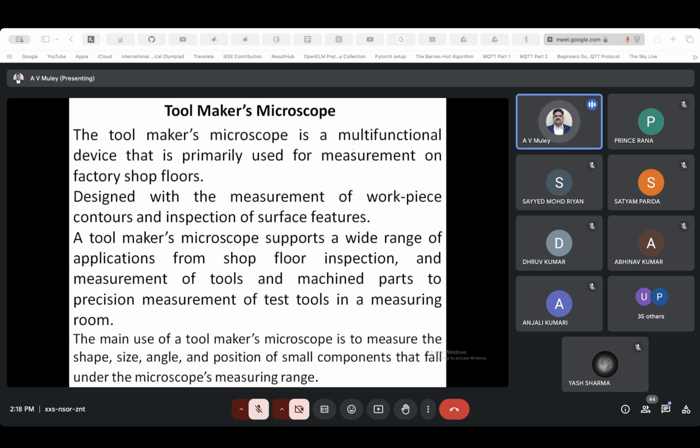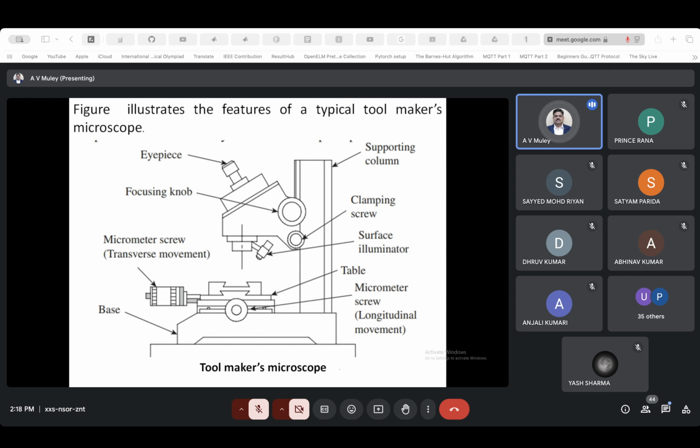The main use of the tool maker's microscope is to measure the shape, size, angle, and position of a small component that falls under the microscope's measuring range. So look at the features of this tool maker's microscope. It consists of a column, and this is the eyepiece over here. This is the focusing knob. This is the entire optical system, that is lenses and all that. This is the clamping screw, then the surface illuminator.